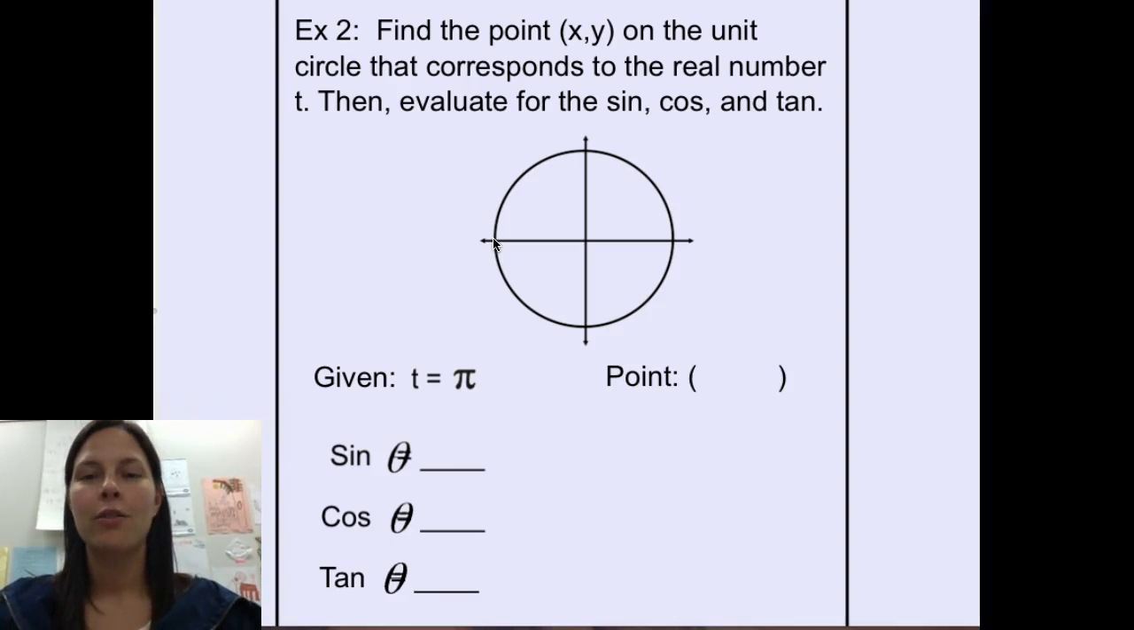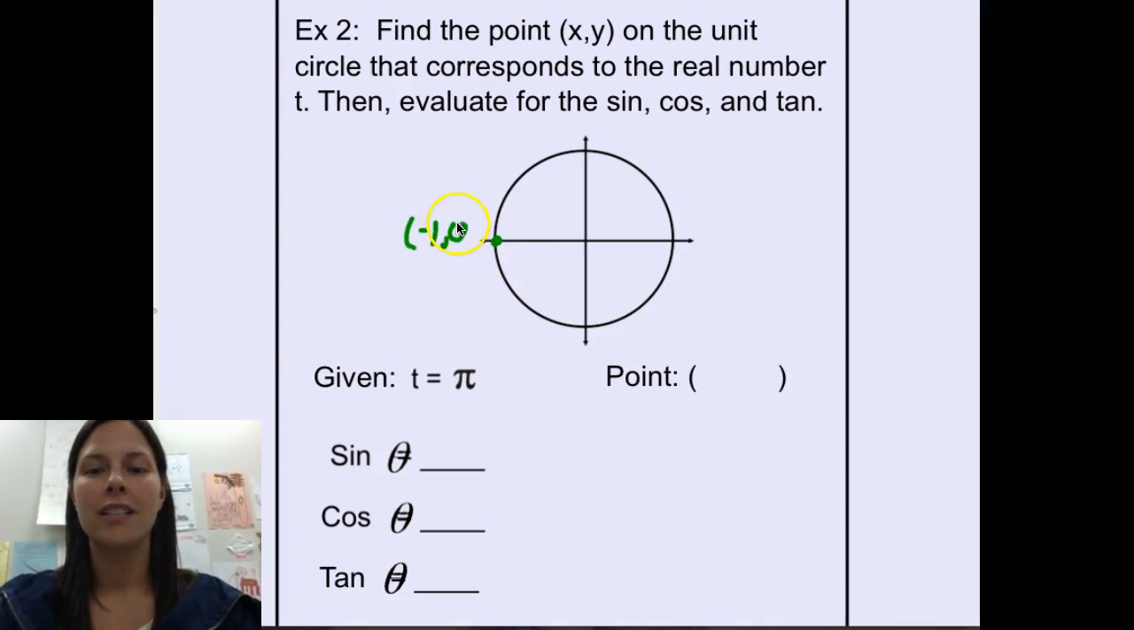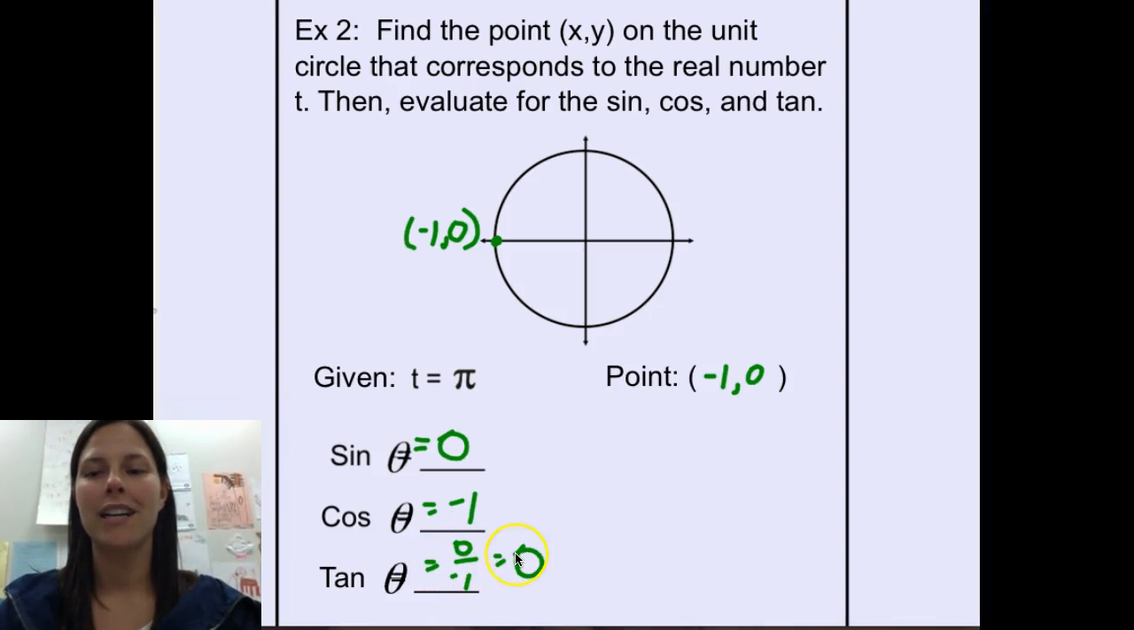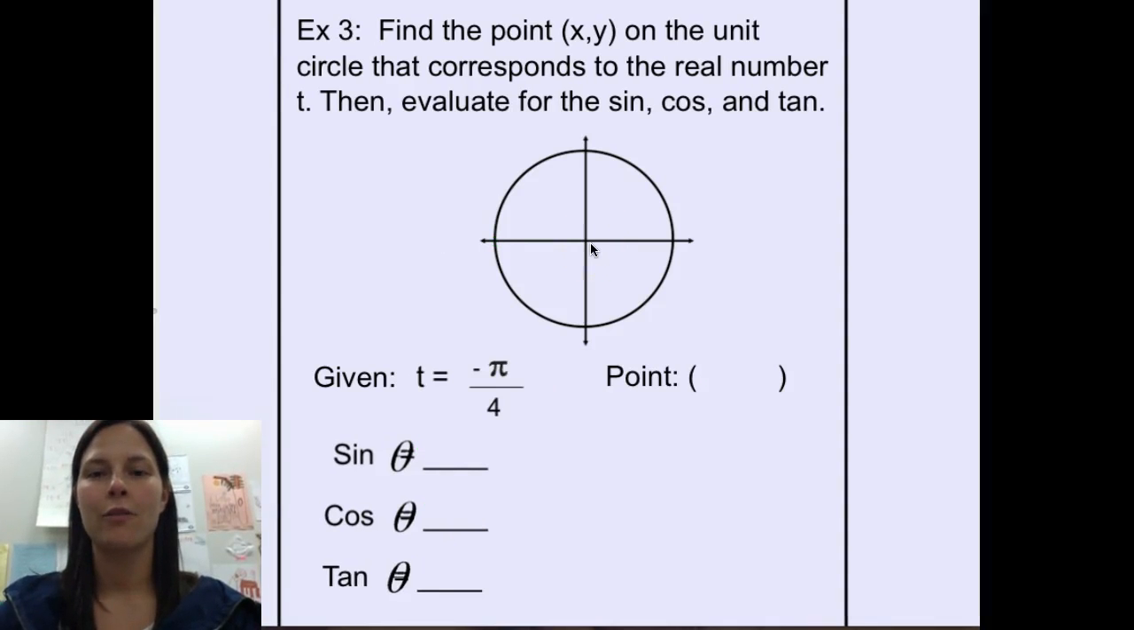Starting off with an easy one over at pi, the point on the unit circle is -1, 0. So we'll fill that in the spot where it says point. Sine of pi is the y coordinate, cosine is the x coordinate, tangent is y over x, 0 divided by -1 is 0.